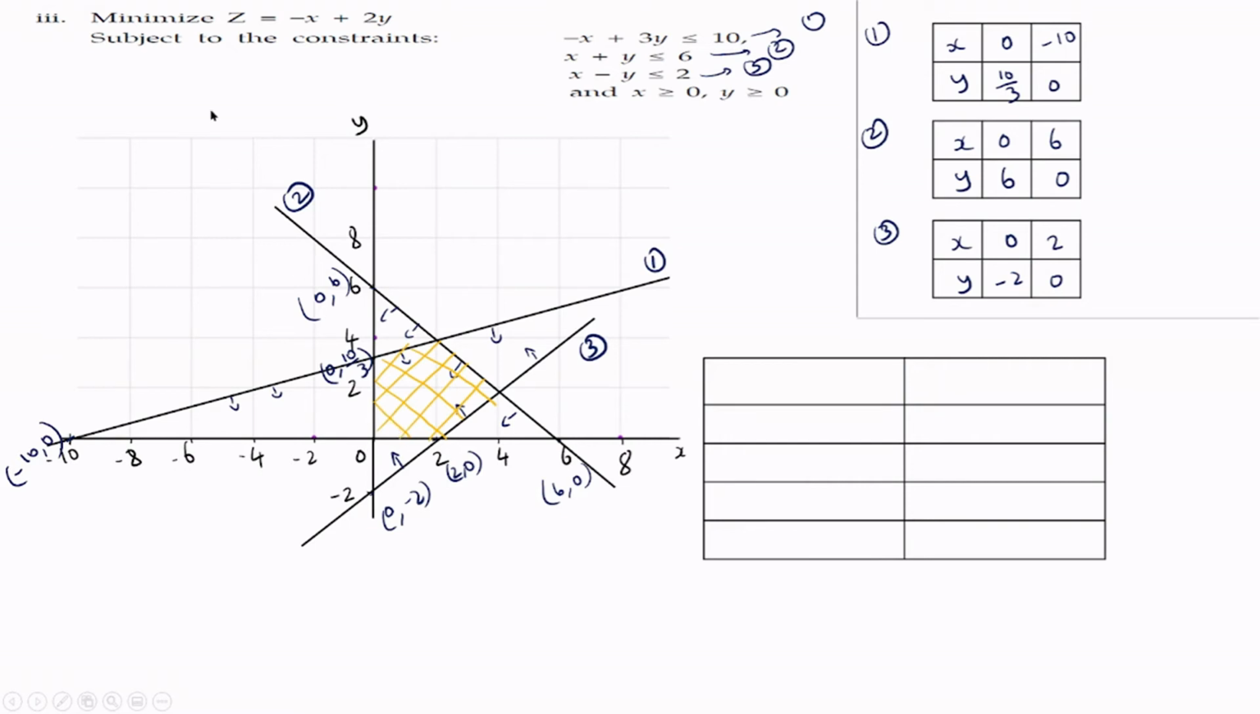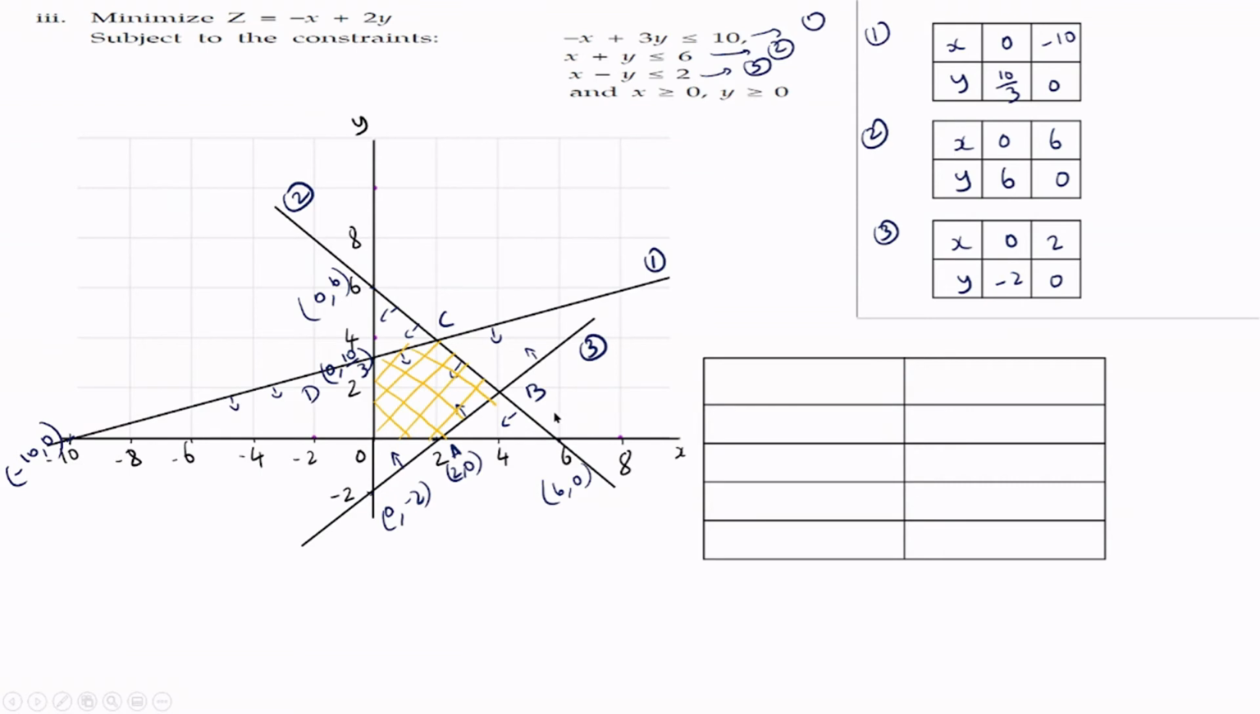So here we have minimize z is equal to minus x plus 2y. Now we need to find the corner points. So the various corner points are, first one is the origin, and then we have this corner point. Let us mark this as A. So this is A (2, 0), and then let us mark this as B. This is C, and then we have D (0, 10/3).